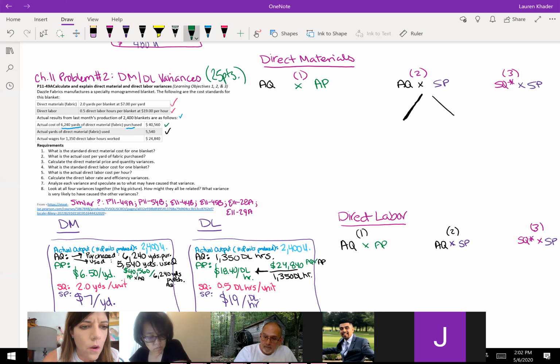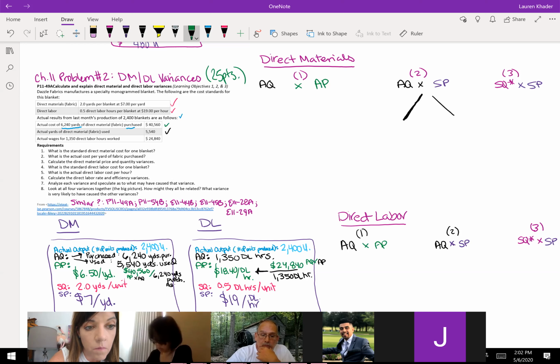Okay. First question, what is the standard direct material cost for one blanket? So how do I figure that out? What is this technically asking? This first question is technically what you would see on the standard cost card. So what is the standard direct material cost for one blanket?